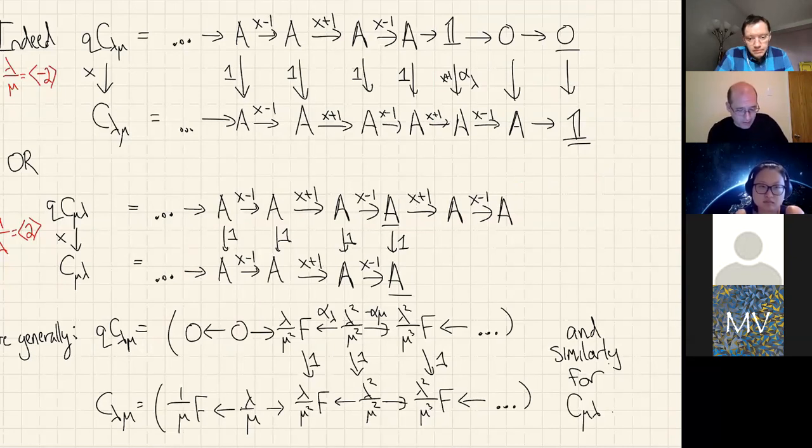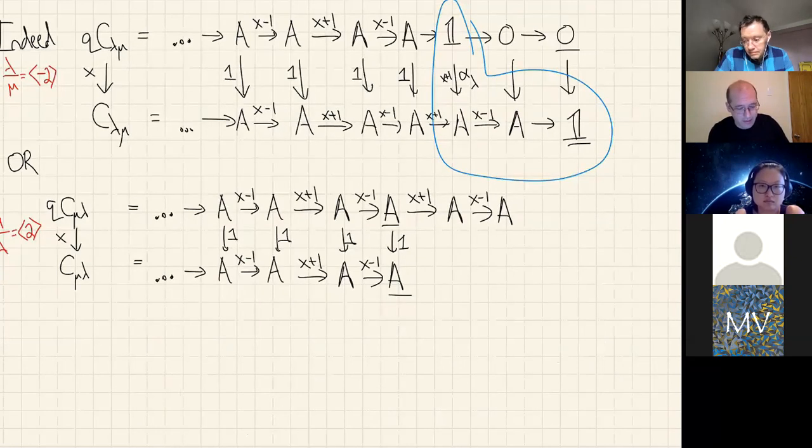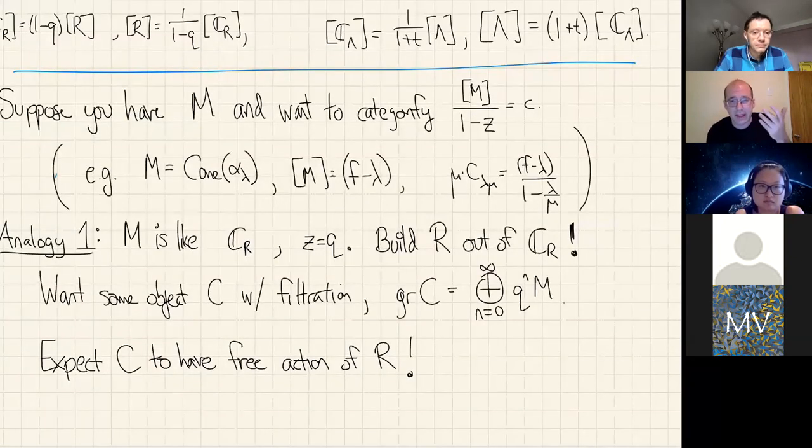So analogy one, metaphor one: we wanted to think about M as being the trivial rep of R and C as being the regular rep of R, so that C should have an action of R, and you take the cone of X and you get back the trivial rep. And that was true in our example.